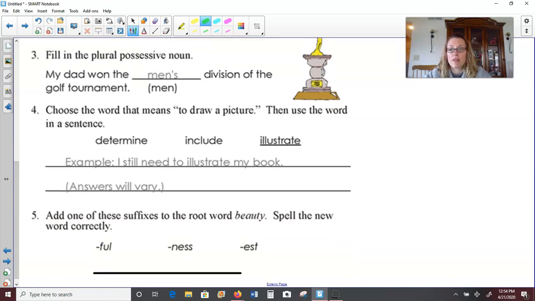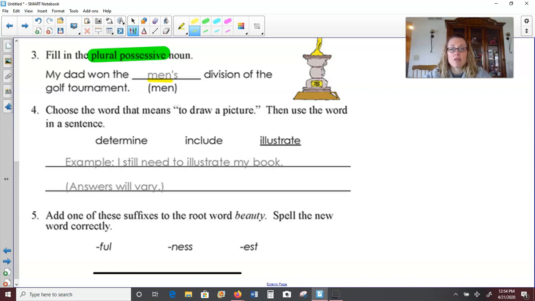Number 3, fill in the plural possessive noun. Plural means more than one of something, and possessive means there's ownership. Something belongs to someone. My dad won the men's division of the golf tournament. Notice men is already plural. Man is singular. Men is more than one man.